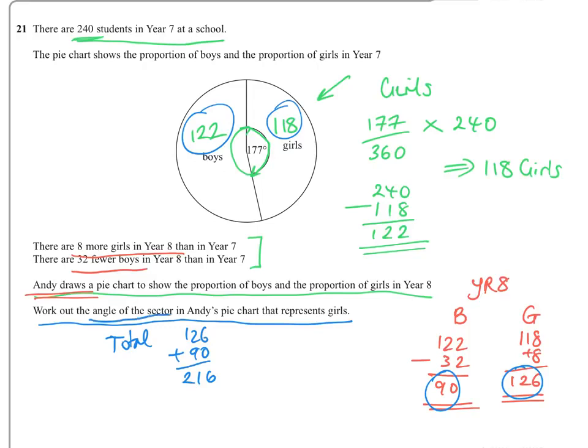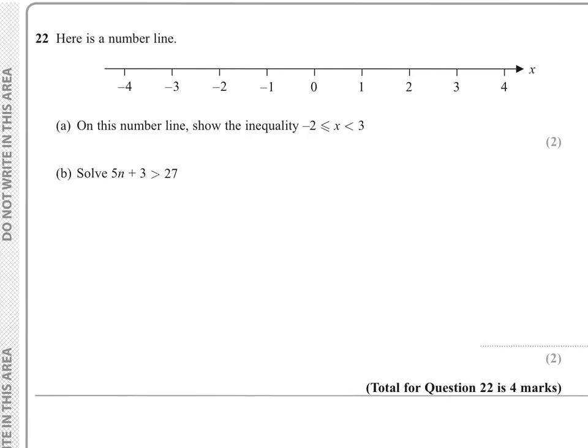So we want to work out the angle of the sector. We know that we've got to do some fraction, and in terms of girls it will be 126 out of the total, which is 216, and that's the fraction of 360 that we're going to need, because that's the fraction of the whole turn. So 126 divided by 216 times by the whole way round the circle would give us 210 degrees for girls. Okay, so that's question 22.